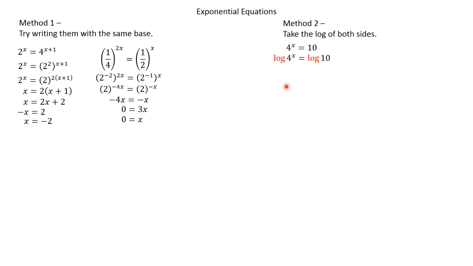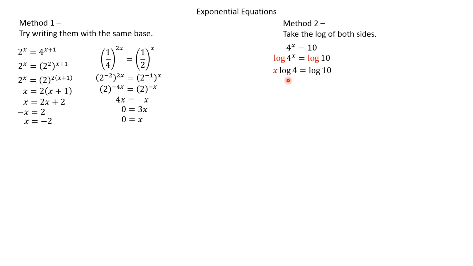So if we take the log of both sides, we're going to have log of 4 to the x equals log of 10. Now, if you remember back to our properties, there is one that I said was going to be very important when we started solving equations, and that would be the power property. What can we do with this exponent? If your answer was, we can move it out to the front and multiply it out there, you are correct. And so, we can do that. We have x times log 4 equals log 10.